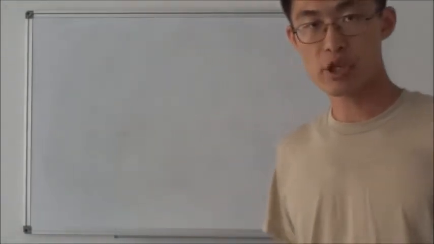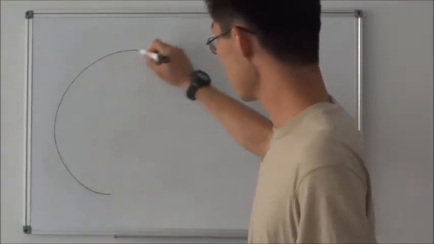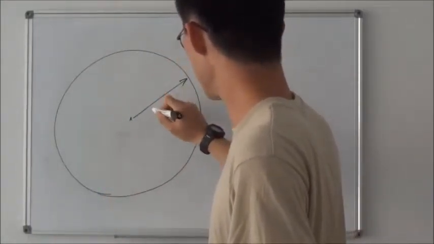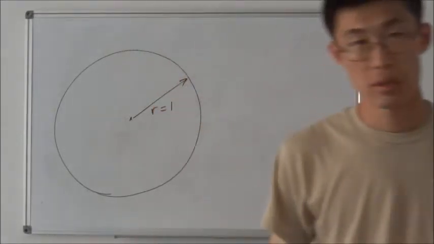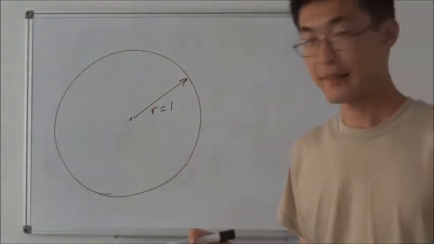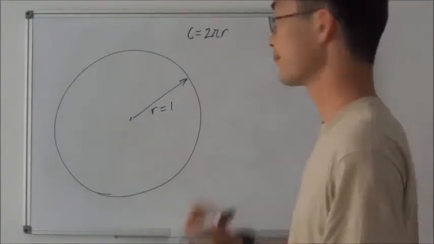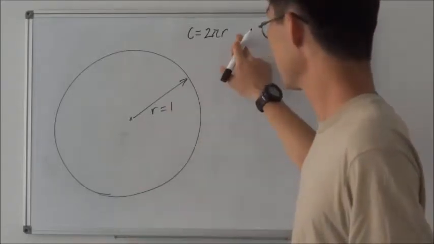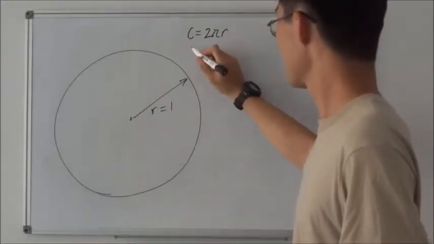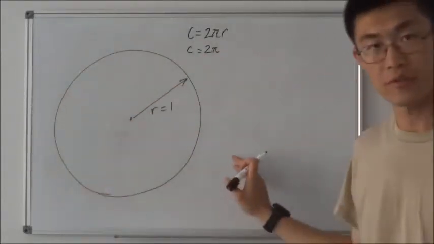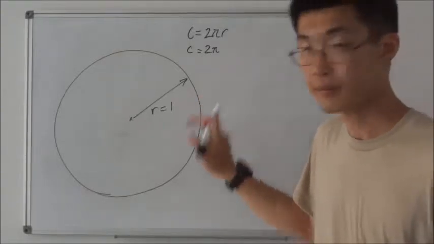Okay, so the concept of a radian. It's a measurement of angle, and let's start with the unit circle. It's essentially a circle with a radius of r equals 1. What does that mean? It means that according to the circumference equation, when r is 1, the circumference becomes 2 pi. So the circumference of the unit circle is 2 pi.